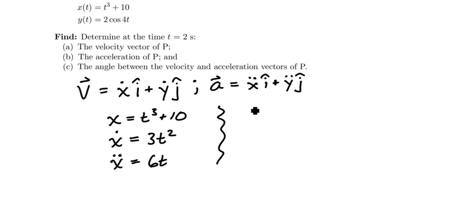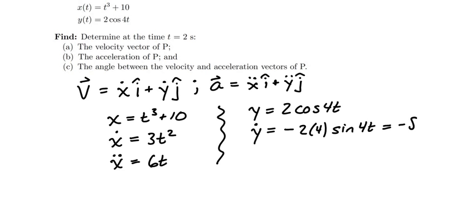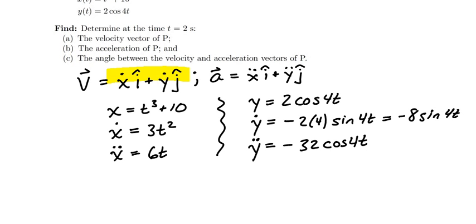If I do something similar with y, we know y is equal to 2 times the cosine of 4t. If I take the time derivative of that to get y dot, I'm going to have minus 2 times 4 times the sine of 4t, which is simply minus 8 times the sine of 4t. And if I take the time derivative of that, y double dot will be minus 4 times 8, which is 32, times the cosine of 4t. Now that I have these values, I can go ahead and plug them back into v and a respectively to get the answers for both part A and part B of this problem.